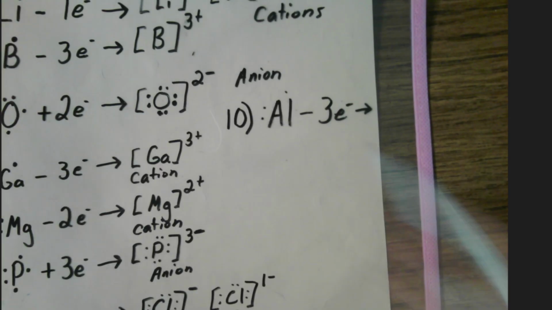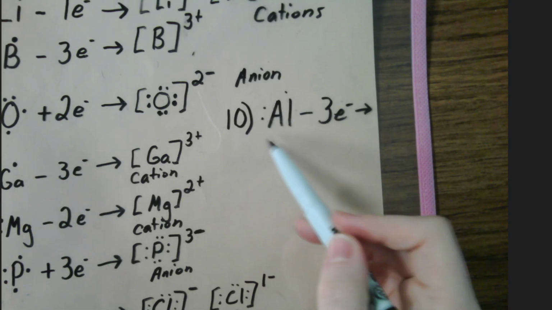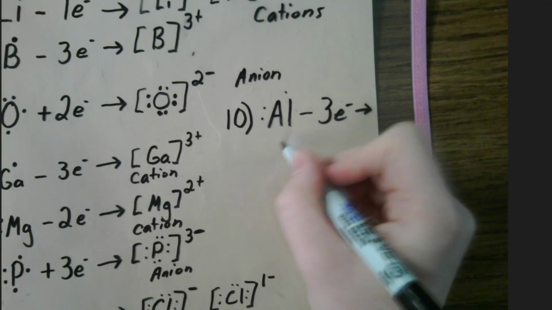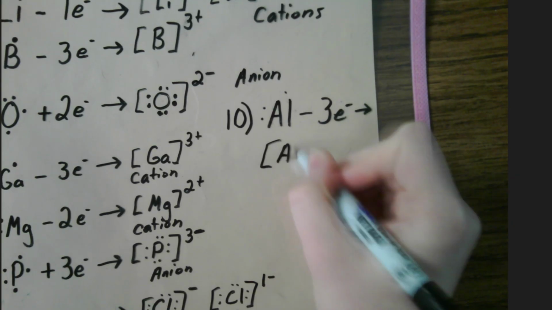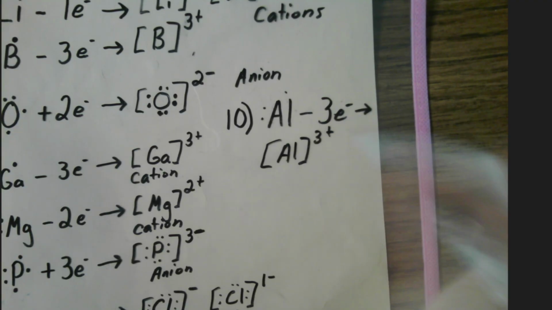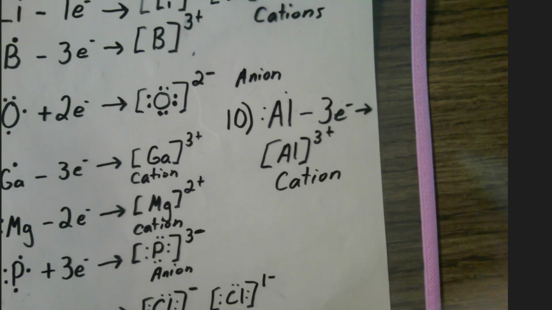Let's do one more. We've got aluminum. Aluminum has 3 valence electrons. Now it looks like here we're taking away our 3 valence electrons. So we're going to end up with aluminum all by itself, with a 3 plus charge. This one is also going to be a cation. And this has been a video talking about electron dot notation of atoms and of ions.